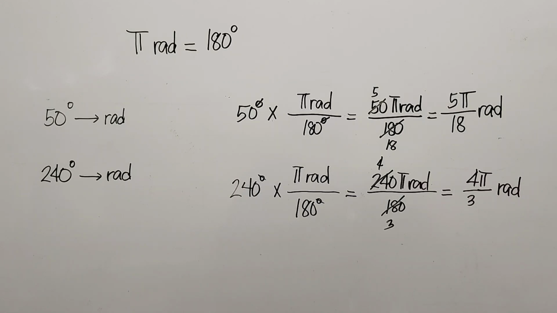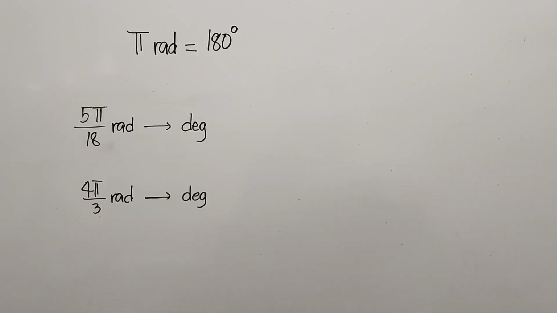We will now convert radian measure to degrees. So we will be using this radian measure here, and we will convert them to get the respective degrees measured. We will first convert 5 pi over 18 radian to degrees.